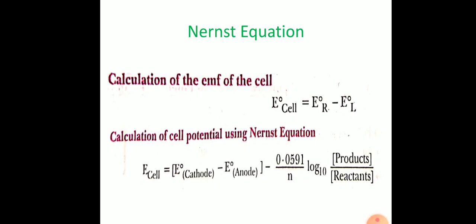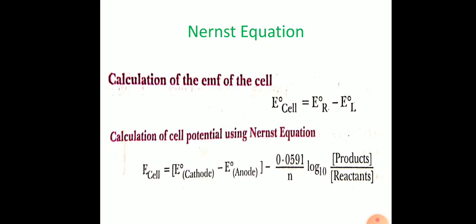Now, we need to keep in mind the formulas that we are going to use. The first formula is the EMF of the cell, that is, the electromotive force of the cell. It is given by the formula E cell equals ER minus EL. ER means electrode potential at cathode, that is at right, minus the electrode potential at anode, that is left. So it is given by this formula.